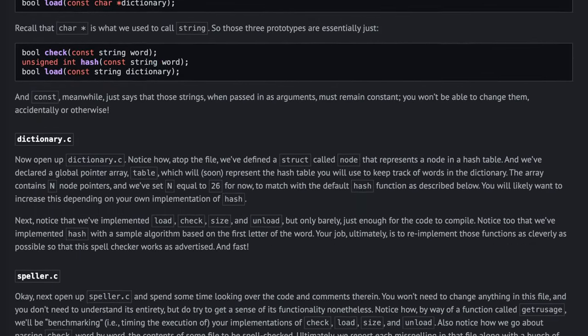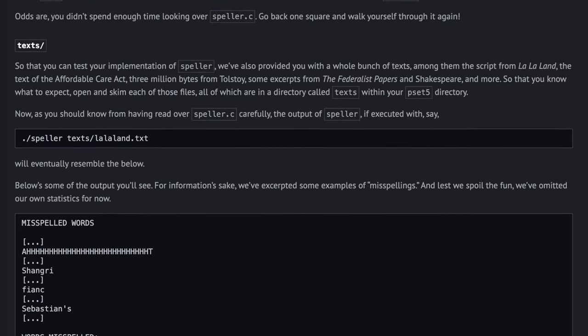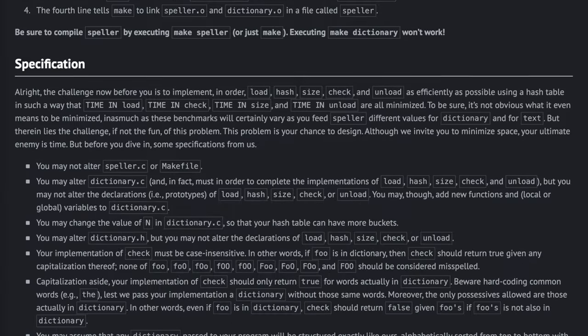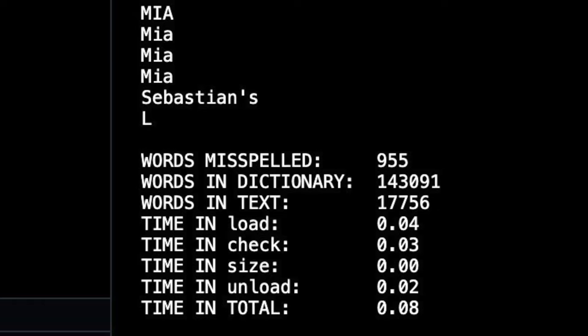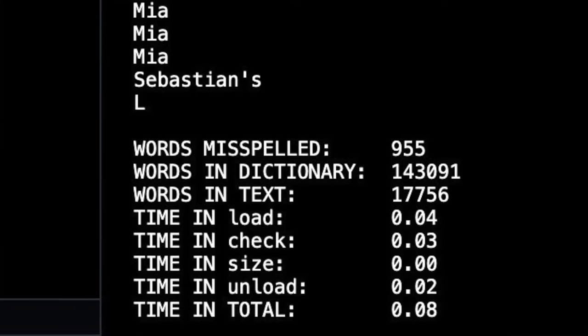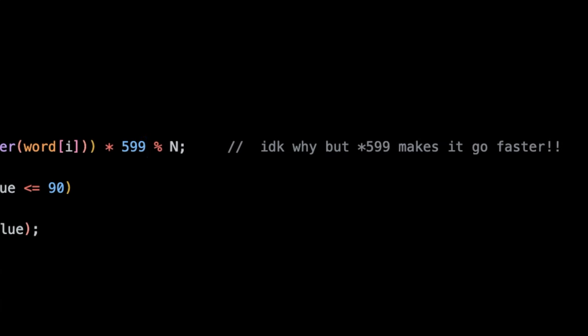The problem set was to implement and optimize a program that spell checks a file using a hash table. You were able to mess around and try and get the fastest time. I was able to get a pretty fast time just by messing around with the numbers. I'm not sure why it works, but oh well.